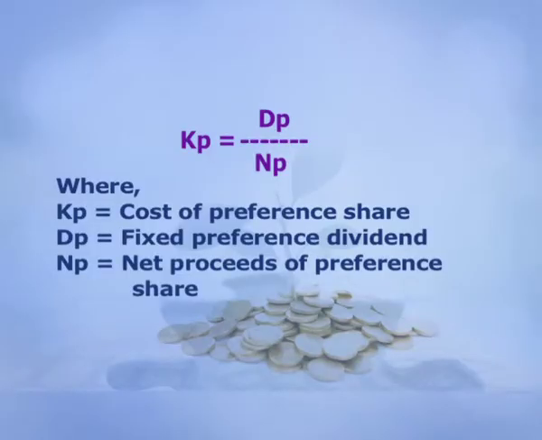Cost of preference share capital refers to the amount which is payable to the preference shareholder in the form of dividend at a fixed rate. There are two types of preference shares, irredeemable and redeemable. Cost of irredeemable preference share is calculated by the formula KP equals DP divided by NP, where KP is cost of preference share, DP is fixed preference dividend, NP is net proceeds of the preference share.